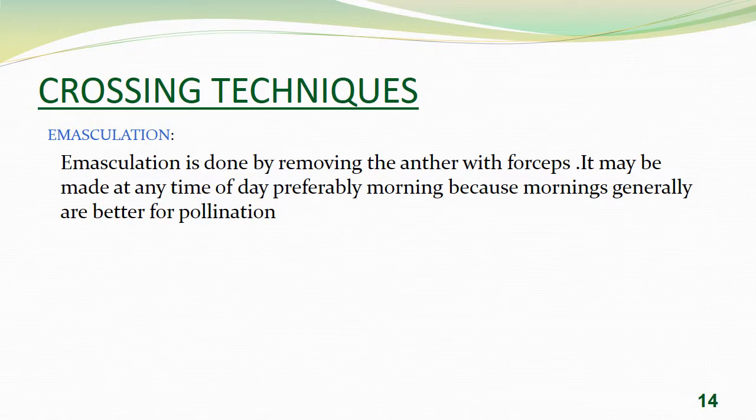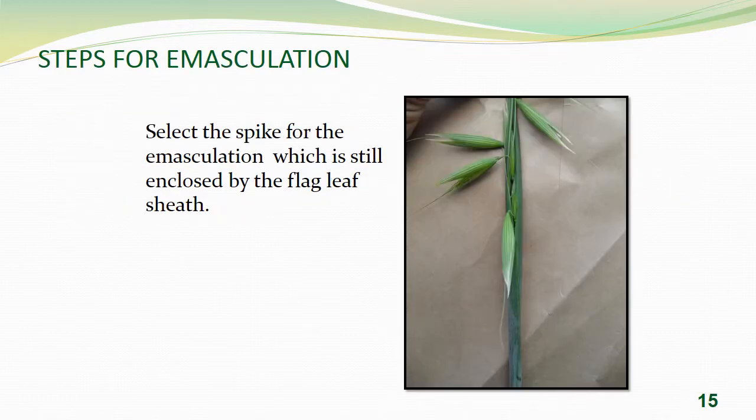Crossing techniques. First one is emasculation. In crossing, to emasculate, we have to remove the anthers with forceps. It may be done at any time of the day, preferably morning, because mornings are generally better for pollination. Steps in emasculation. First, we have to select the spike for emasculation, which is still enclosed within the flag leaf sheath, means opened but not completely opened spikelet.